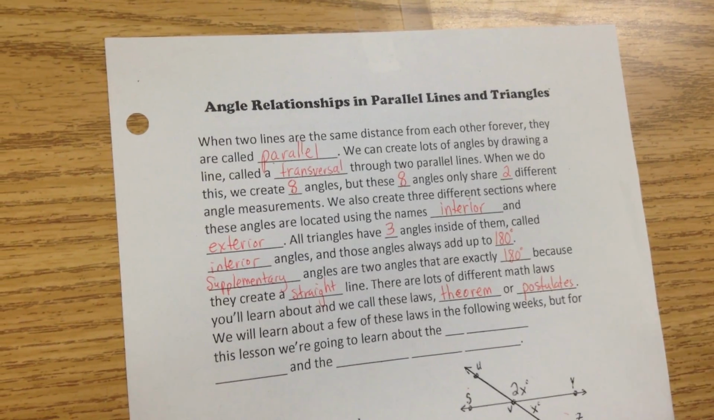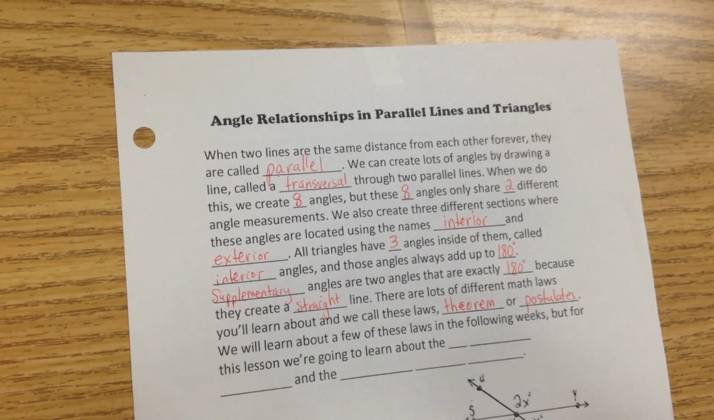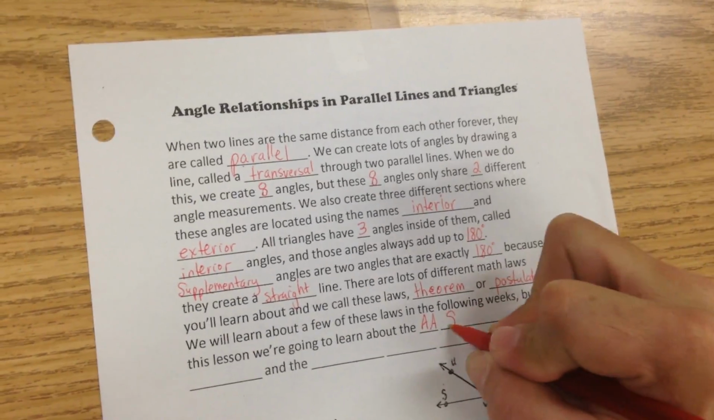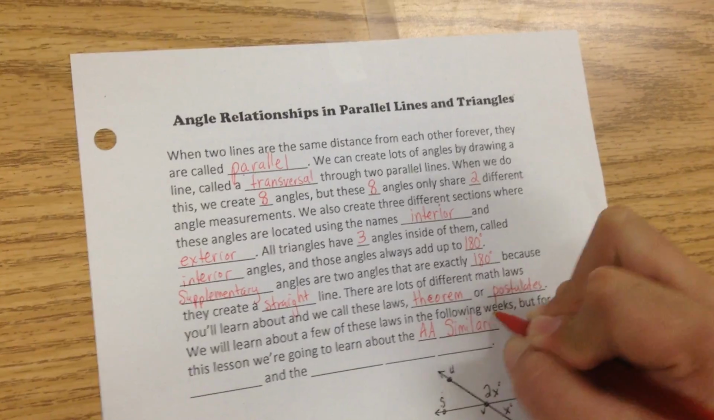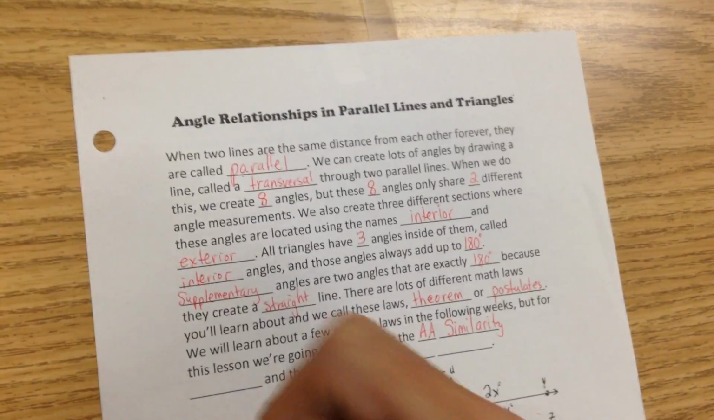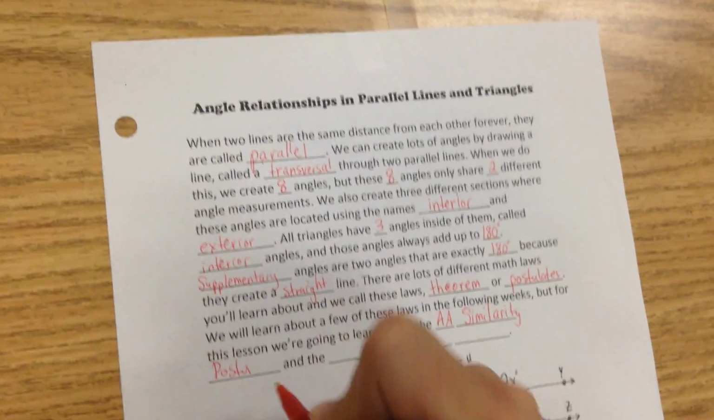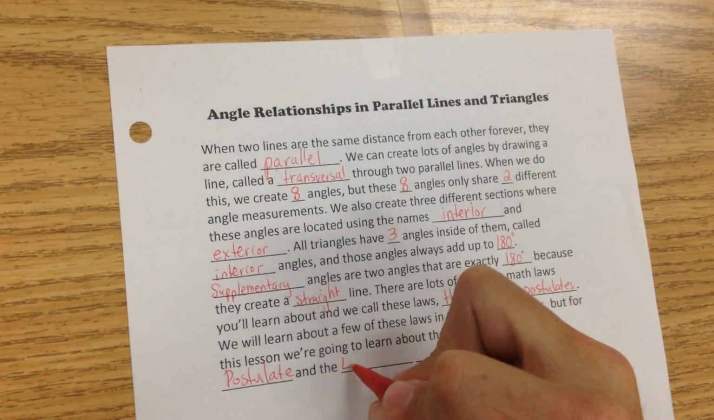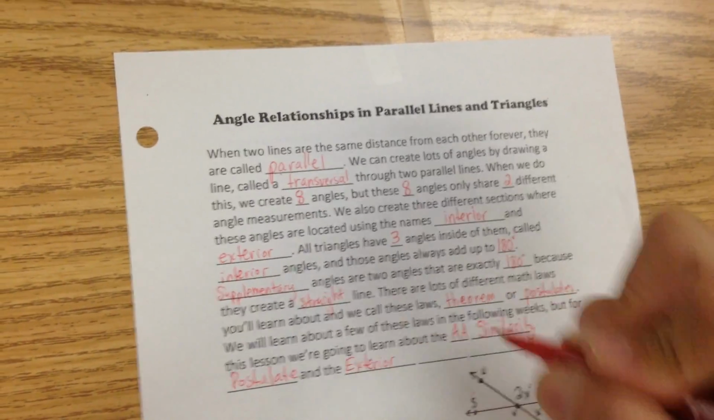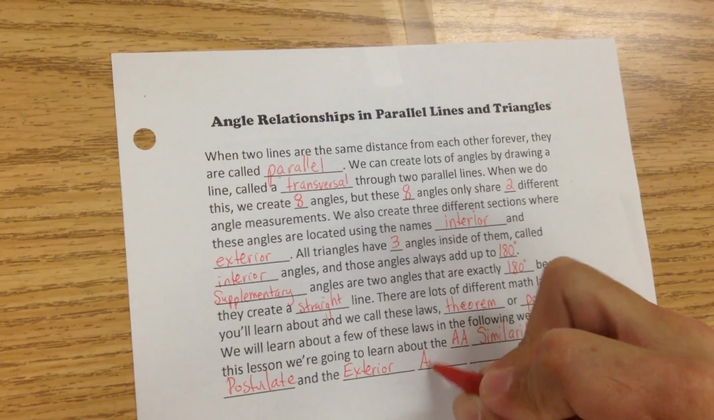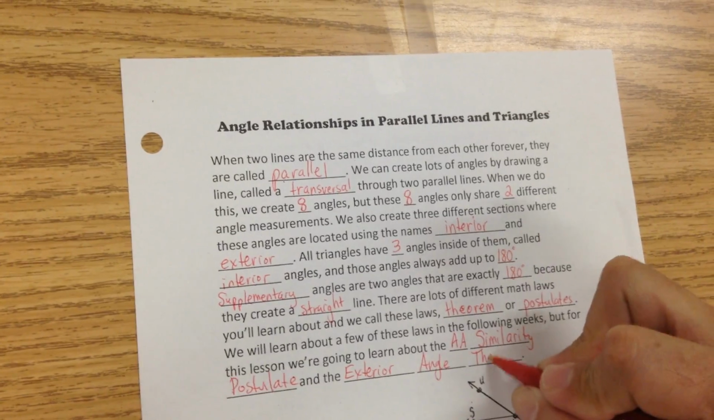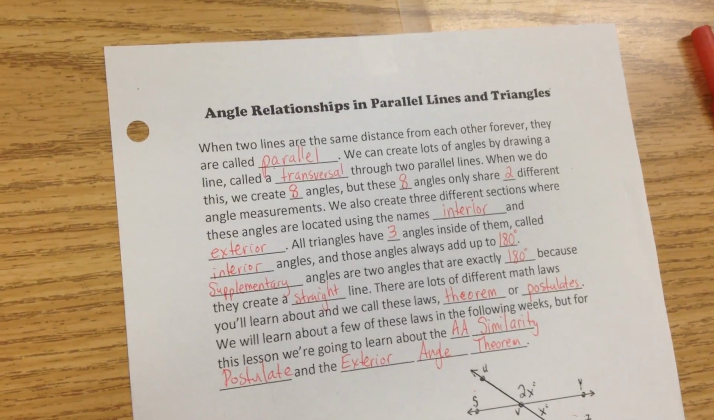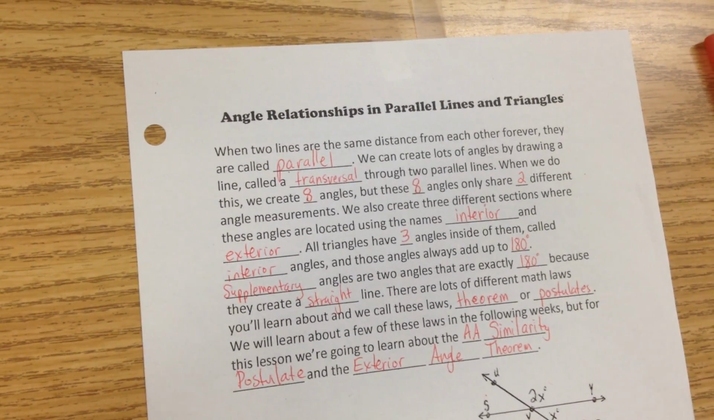And we'll learn about a lot of these in the next few weeks, but the ones we're going to learn about today, one of them is called the AA, which stands for angle, similarity, S-I-M-I-L-A-R-I-T-Y, and that is a postulate, P-O-S-T-U-L-A-T-E. And the other one we're going to learn about is the exterior angle theorem. Okay, again, these are just math rules that are always true and just help us to figure out certain things about angles and stuff like that, okay?